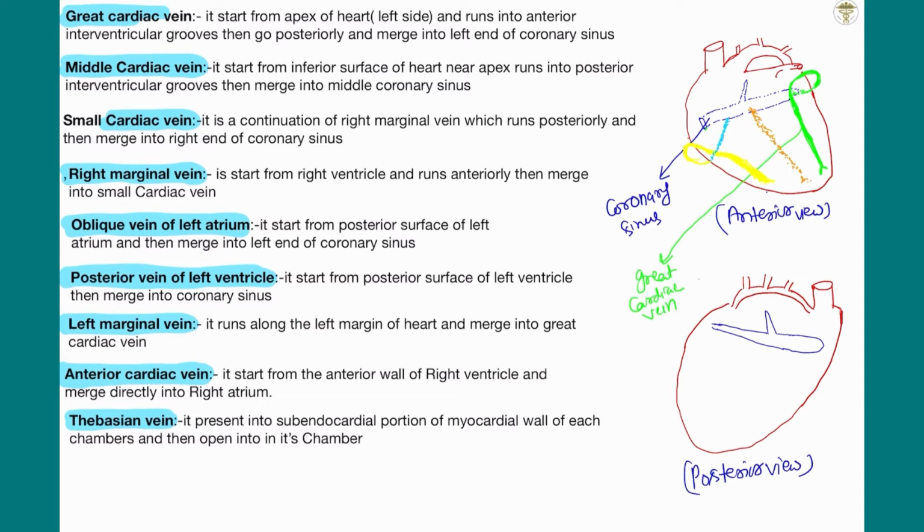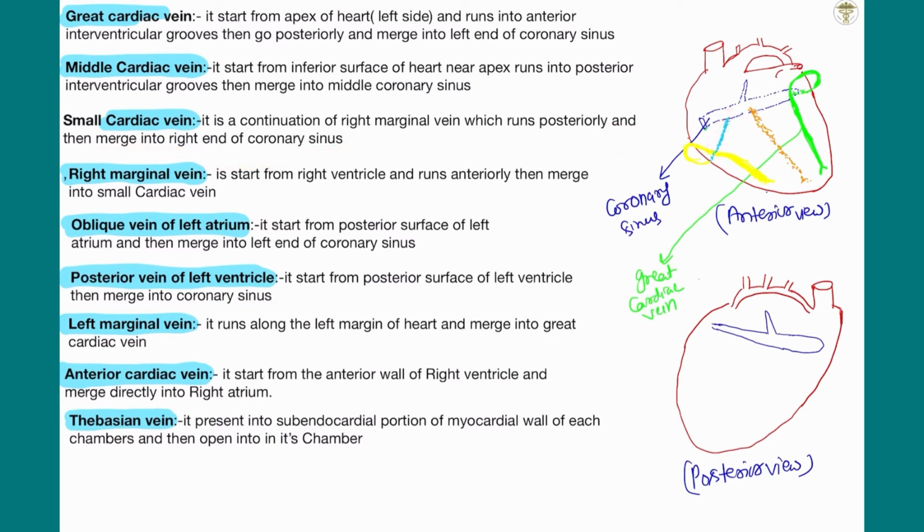So this dotted line is the small cardiac vein. Here two things are clear: first is the small cardiac vein, second is the right marginal vein. The right marginal vein starts from the right ventricle, runs anteriorly, then merges into the small cardiac vein. The small cardiac vein is the continuation of the right marginal vein, which runs posteriorly, and then merges into the right end of the coronary sinus.